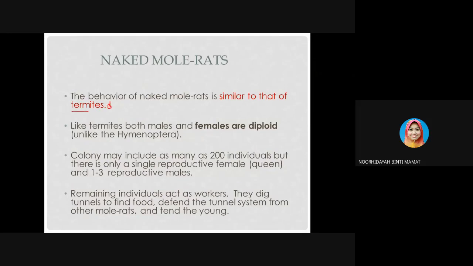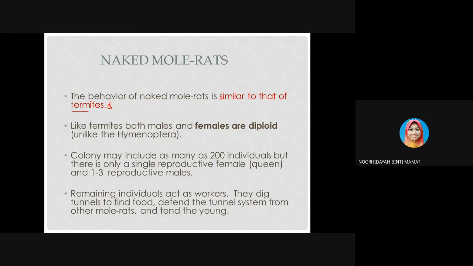They are not haplodiploid, but they are also eusocial groups. Unlike termites, both males and females are diploid. Unlike the Hymenoptera, they are not haplodiploid.